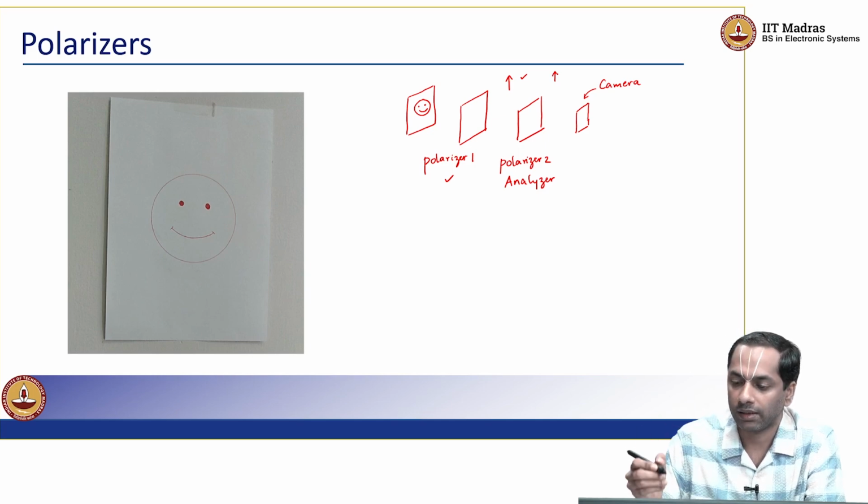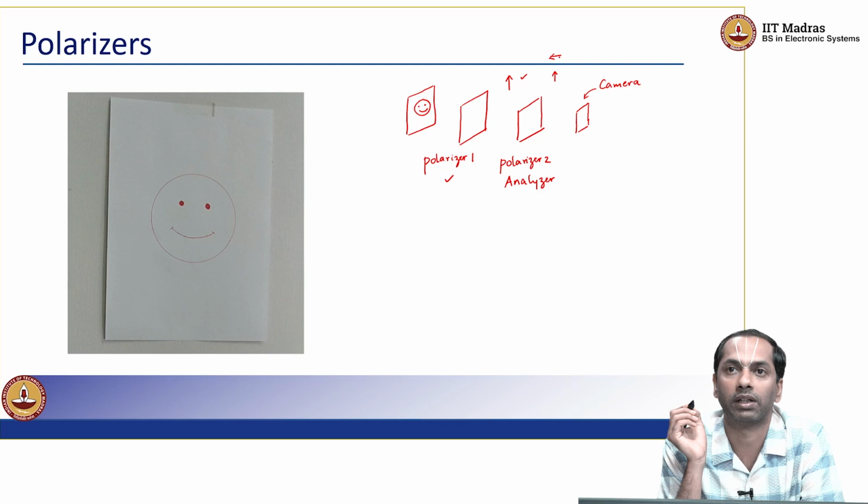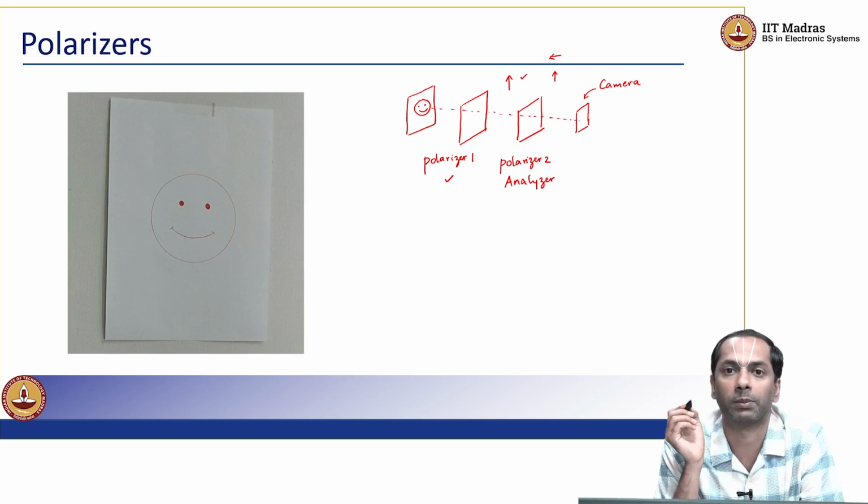But interestingly, if I toggle the axis of the analyzer, or the second polarizer, to 90 degrees from the original direction, I saw that the image was completely blacked out. So, basically there was no transmission from the image to the camera. So, let us try to understand what is going on in this video.